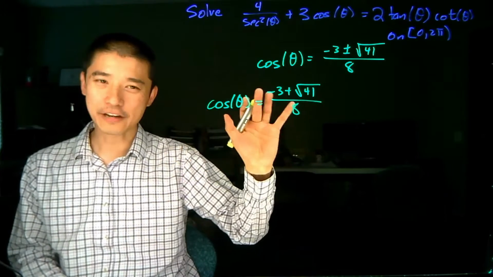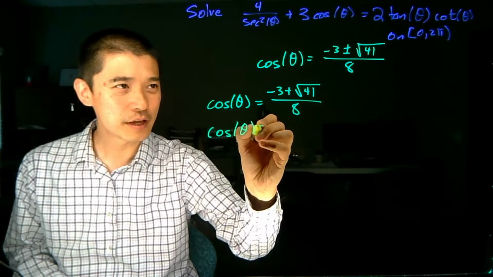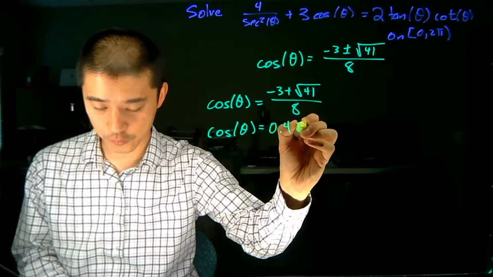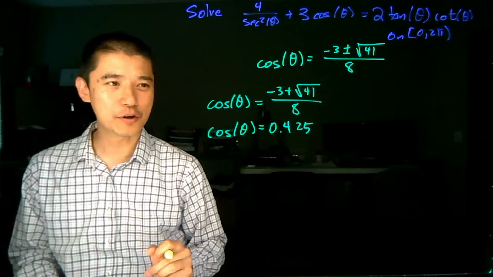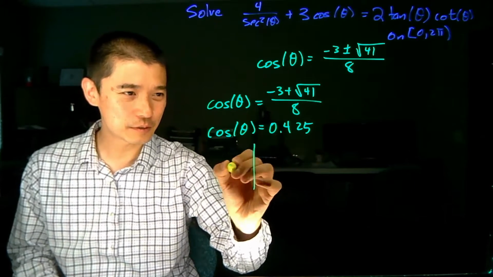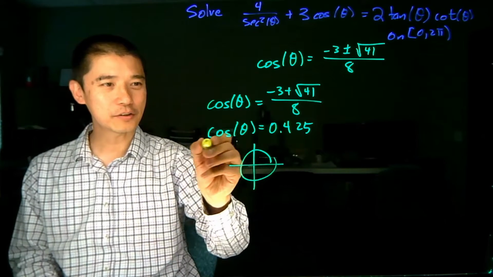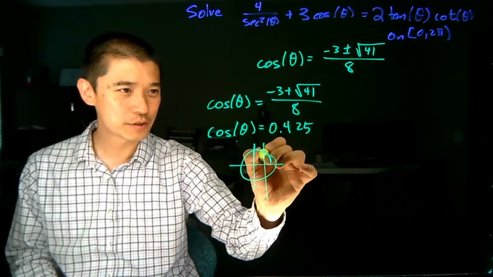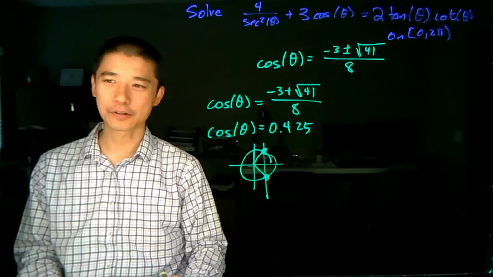And so this is going to have to go into a calculator because we really don't have much else we can do with it. And so when we plug it into a calculator, you get cosine of theta is equal to 0.425. Now, obviously, this is not one of the known values, and so we're going to have to use a calculator, and we're going to have to think about the unit circle picture. Cosine of theta, cosine is the horizontal direction. The horizontal direction is a positive number. So that tells us we're going to have solutions in quadrant 1 and quadrant 4.